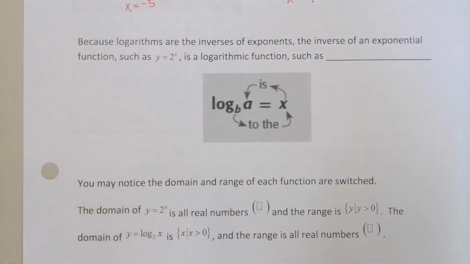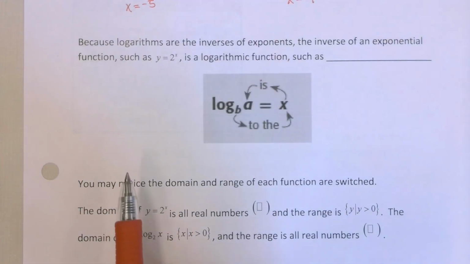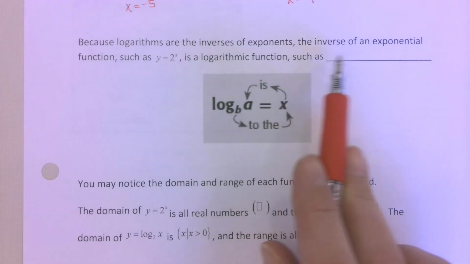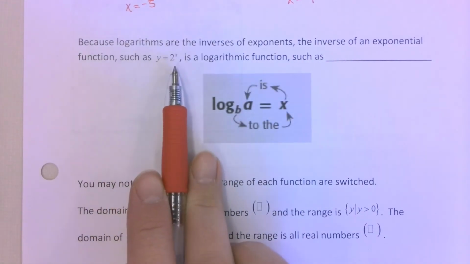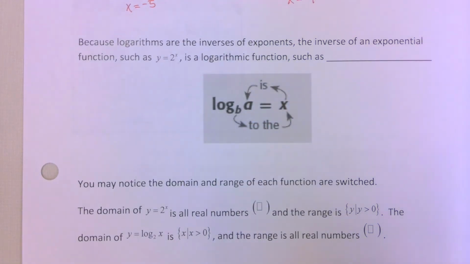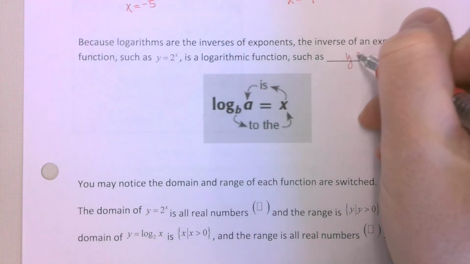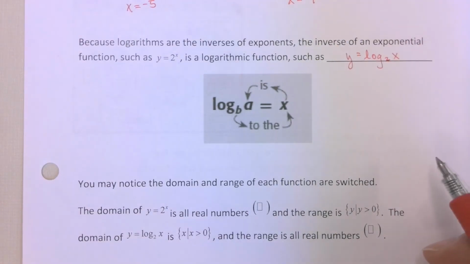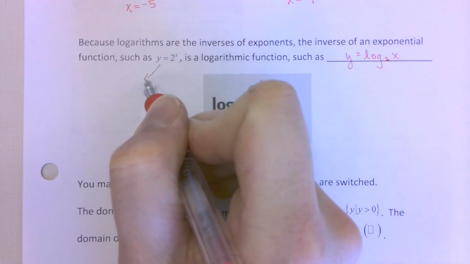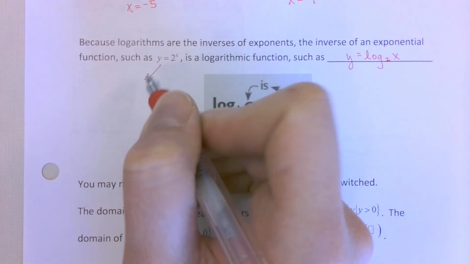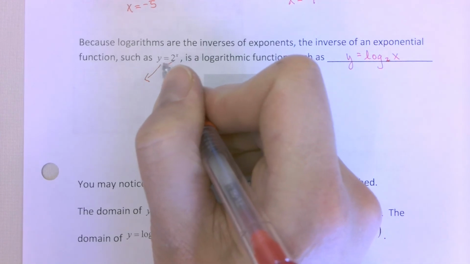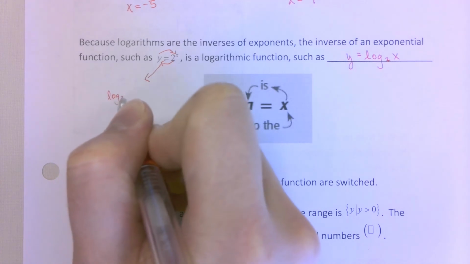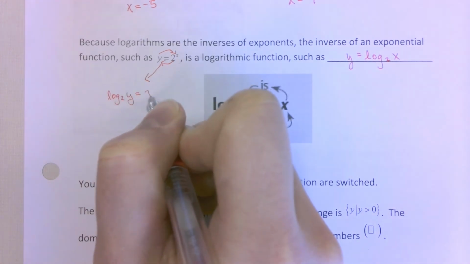To continue our notes and show about inverses, to make a connection with our last lesson, logarithms are the inverses of exponents. The inverse of an exponential function, such as y equals 2 to the x, is a logarithmic function, such as y equals log base 2 of x. Now let me talk about this a little bit. If we take our exponential function and we change it to logarithmic form, it'd be log base 2 of y is equal to x.